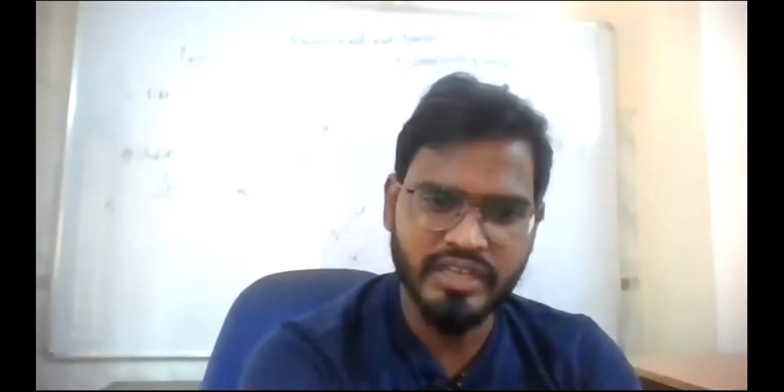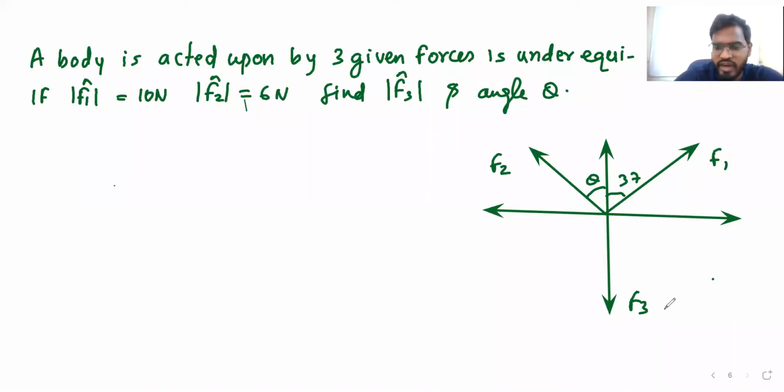Remember this: whenever an object is in equilibrium, the upward force and downward force are always equal. Left force and right force are equal. It means it is in a balanced condition, right? Same thing here. We can't say directly, so we'll have to find the components of F1 and F2, and then we can find it. Let's see all those things.